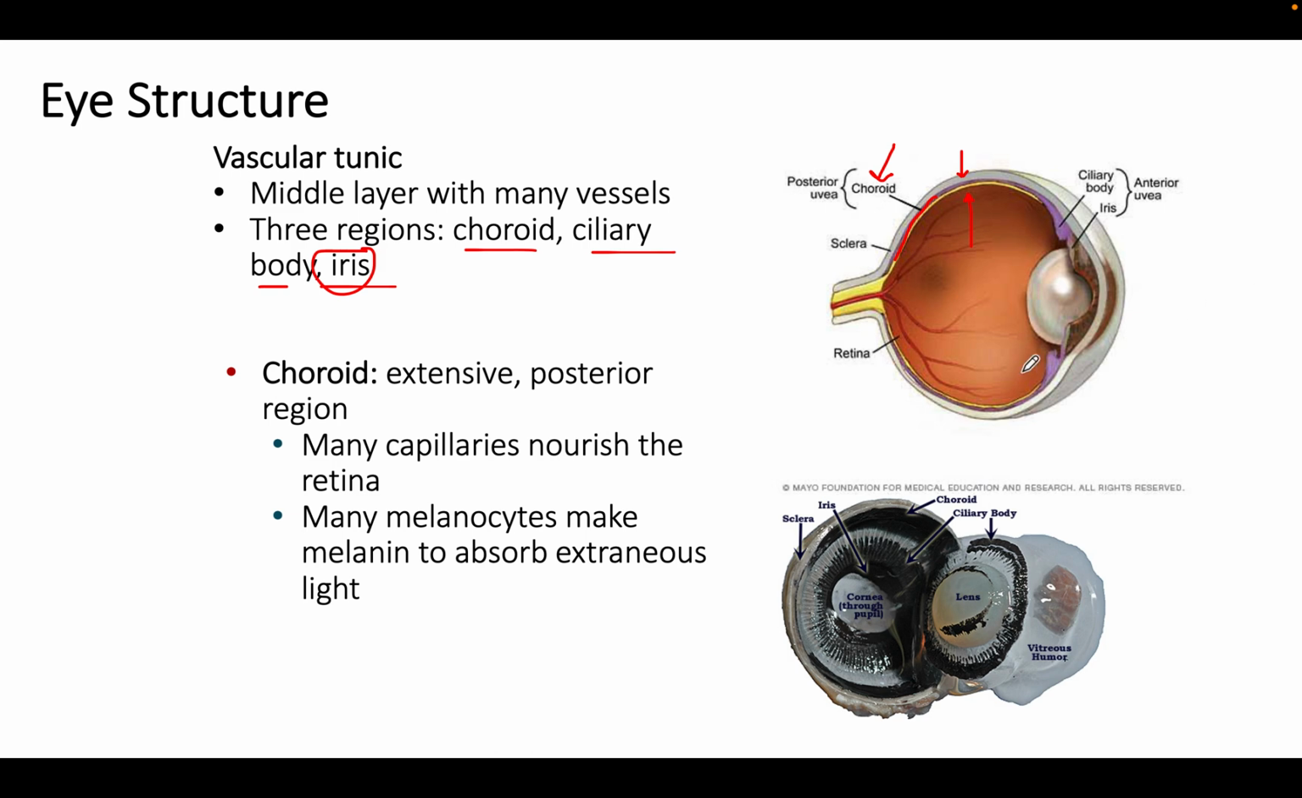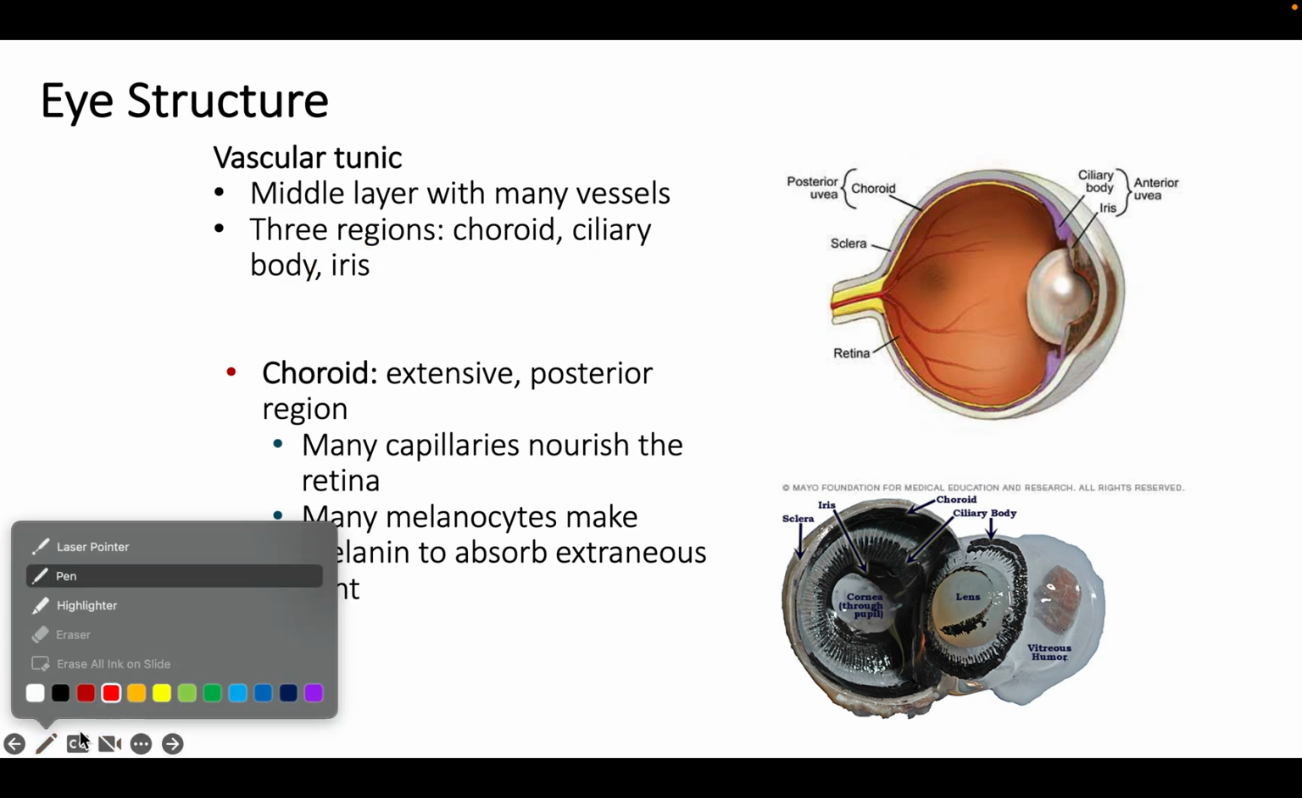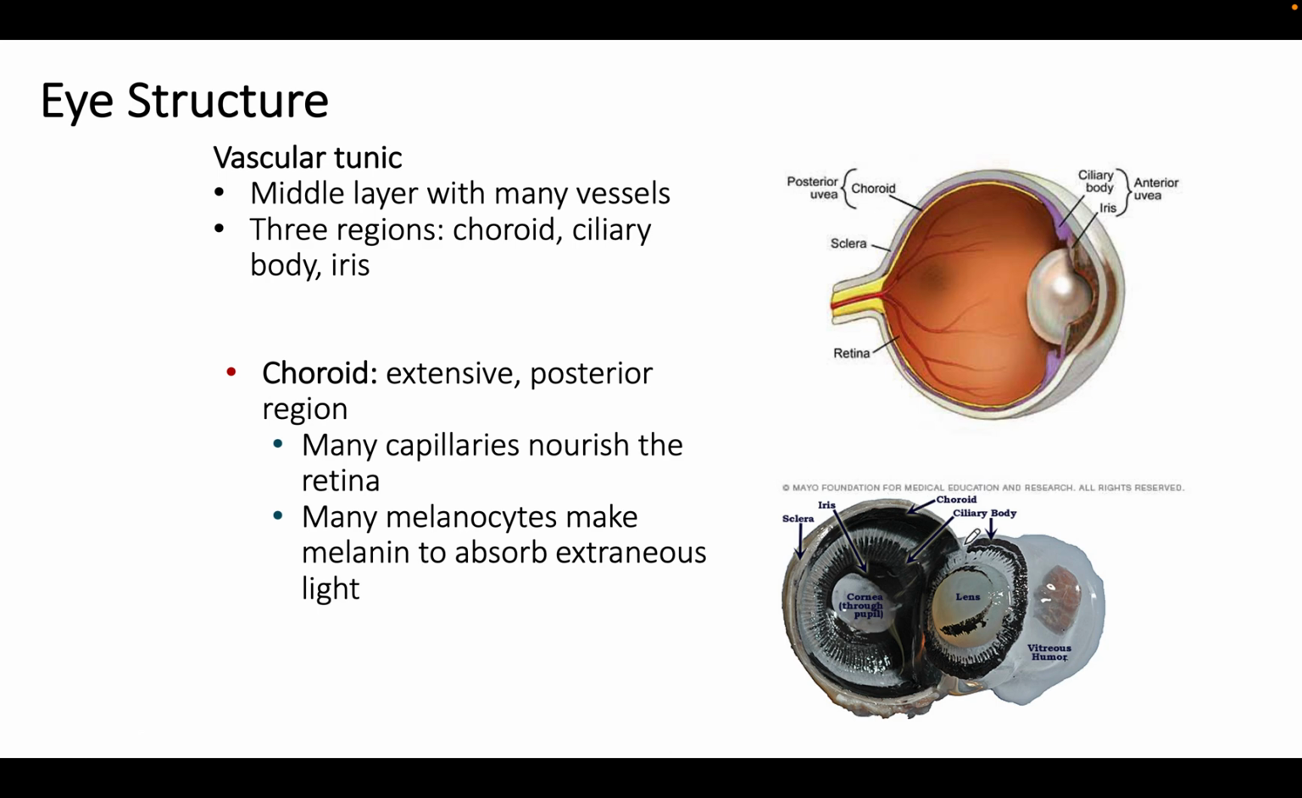All right, so it contains lots and lots of blood vessels that nourish our retina, so it has a large capillary supply. And it also contains pigment-producing cells, which we know as melanocytes, that can absorb extra light and prevent it from scattering throughout the eye and thus causing us to see a distorted image of whatever we're looking at. Okay, so you can see the same thing down here.